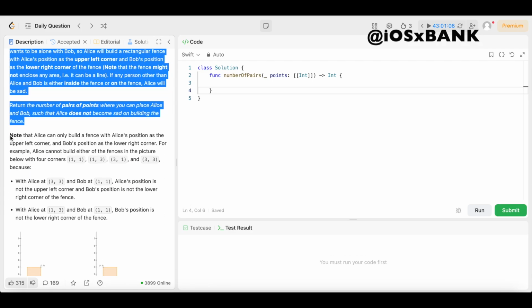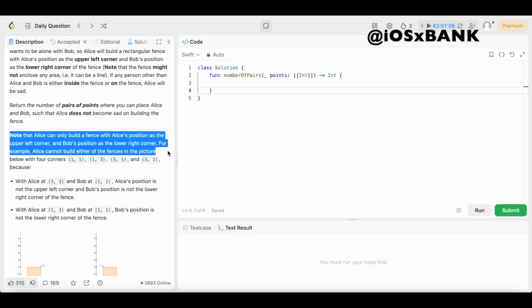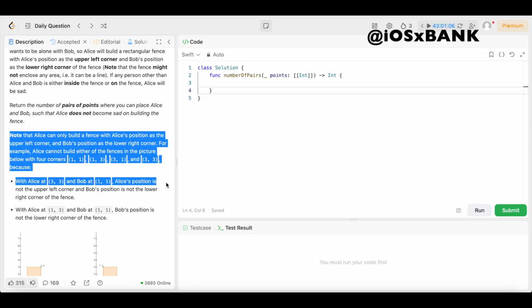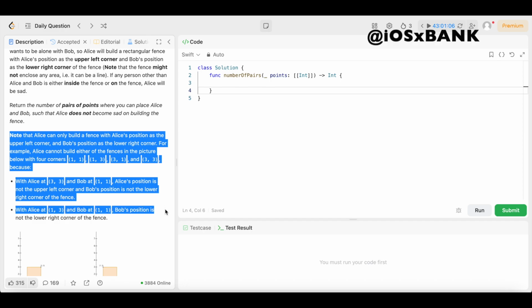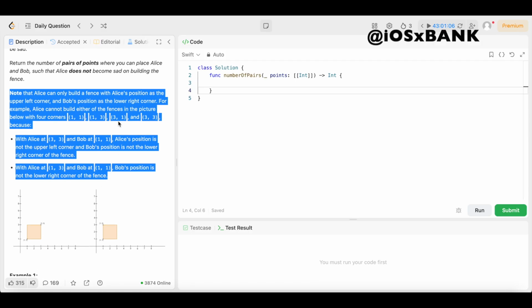It says, note that Alice can only build a fence with Alice's position as the upper left corner and Bob's position as the lower right corner. For example, Alice cannot build either of the fences in the pictures below with four corners at [1,1], [1,3], [3,1], and [3,3] because with Alice at [3,3] and Bob at [1,1], Alice's position is not the upper left corner and Bob's position is not the lower right corner of the fence. With Alice at [1,3] and Bob at [1,1], Bob's position is not the lower right corner of the fence. So let's just go ahead and take a look at this note right here.